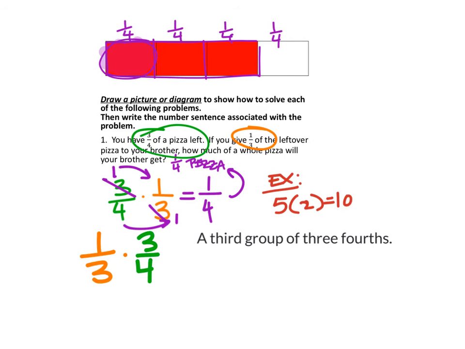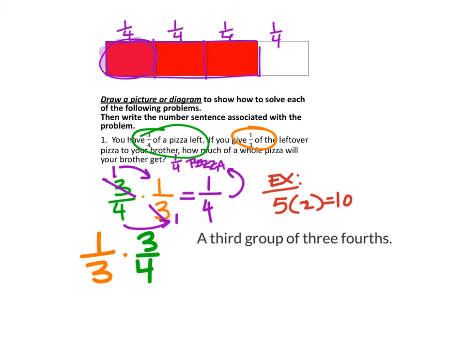So a third of 3/4 is that 1/4 piece. Now, why does that work with multiplication? Well, it's because it's a third group of 3/4, which is what makes it multiplication. Now, I use cross simplification for that, and I kind of expect that you guys have seen that before. But let me show this a different way.